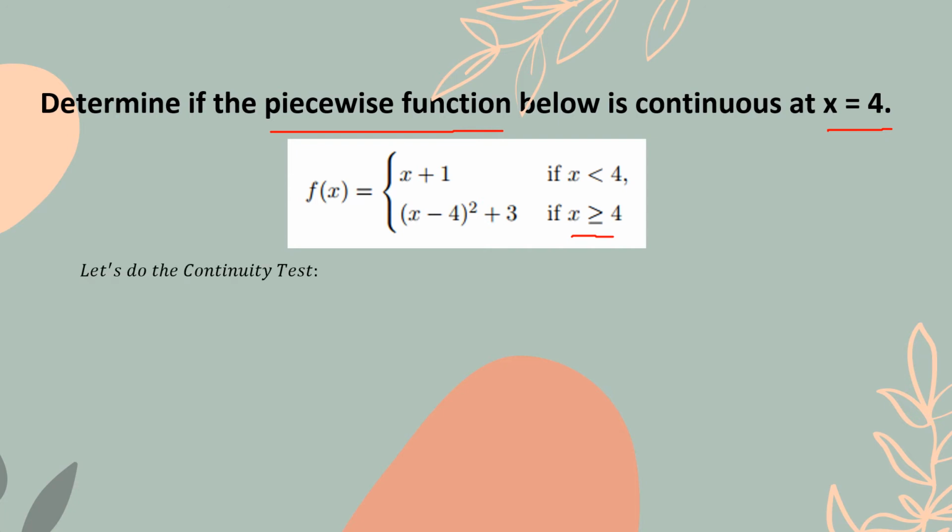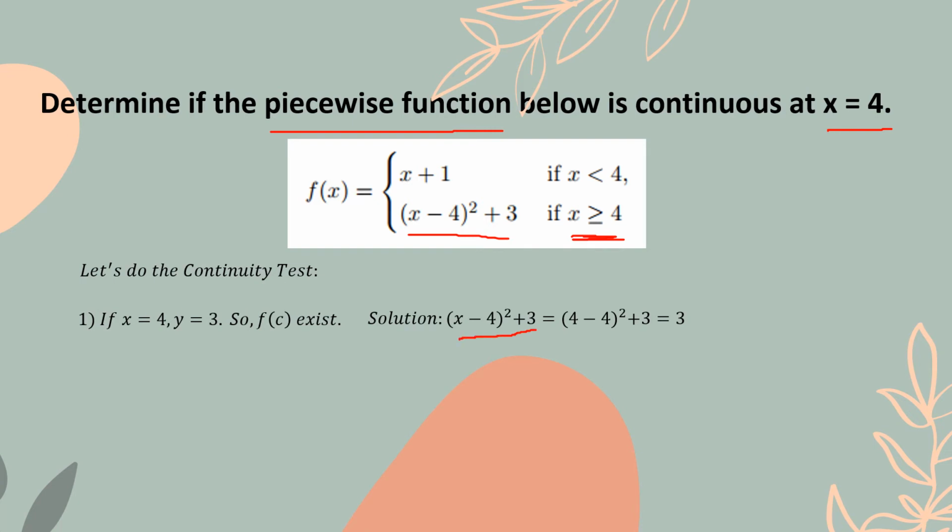So, f of c. Ato i-substitute ang x equals 4 to the second function. Dili sa first because less than man. Ang gibutang diri is equal man. Less than and equal are not the same. So, ari ka sa second condition and use the second function. So, we have the solution. Asan niya substitute? Sa second function. The quantity of x minus 4 squared plus 3. Then you have to substitute the value of 4 and simplify. The answer is 3. Next, we have here the limit of f of x as x approaches c.